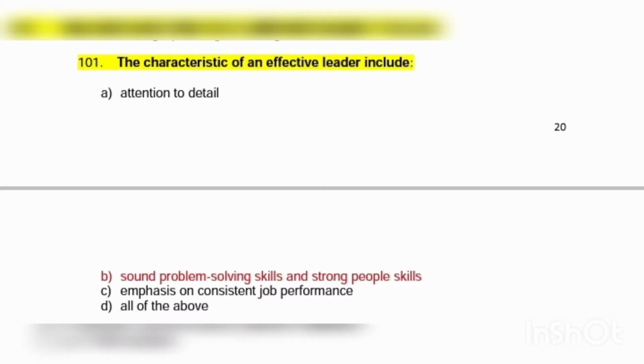Next question. The characteristics of an effective leader include option A, attention to detail, option B, sound problem solving skills and strong people skills, option C, emphasis on consistent job performance, option D, all of the above. The right answer is option B. I must consider all of the above also a right answer.